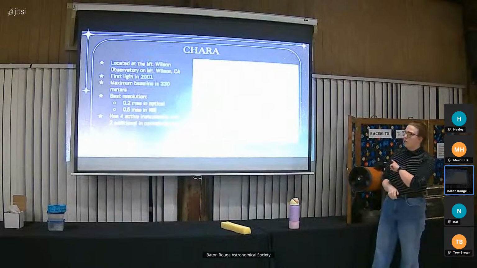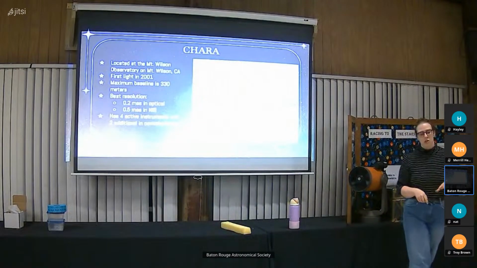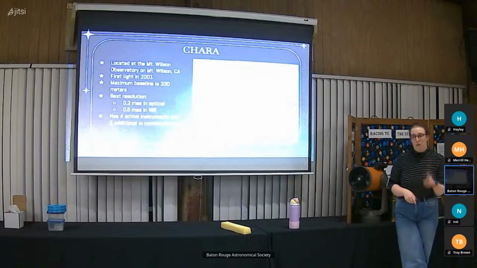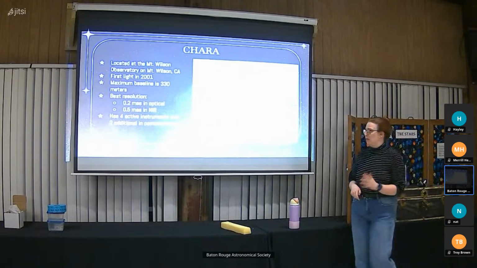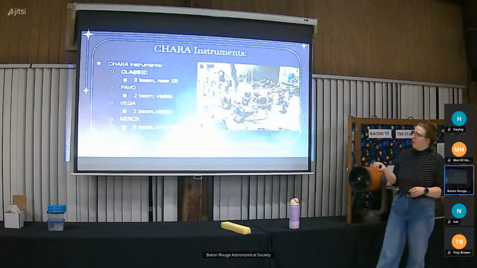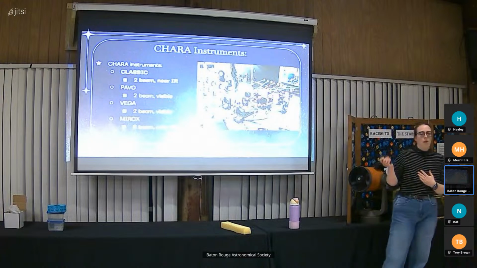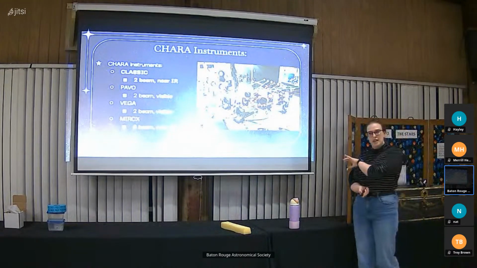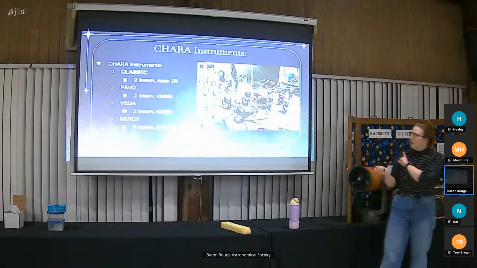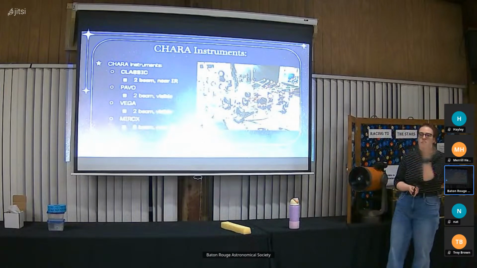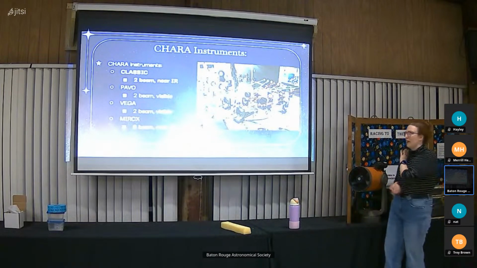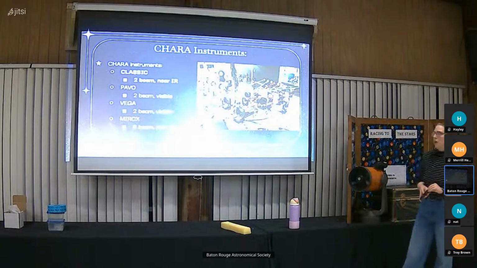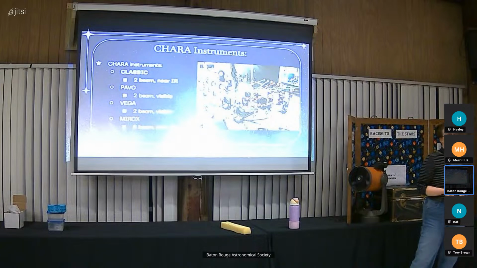And so CHARA also has 4 active instruments and 2 additional in commissioning. Technically, that's 1 in commissioning, but I don't really believe that one of the instruments is actually working properly. So the ones that really matter to me, I know these don't look like much, but this is what's taking our data. So this is very blurry. This was straight off the website. This is not me, so I apologize for the quality. This instrument is called Classic. It is a 2-beam combiner, and it operates in the near infrared, so it operates in H and K band.